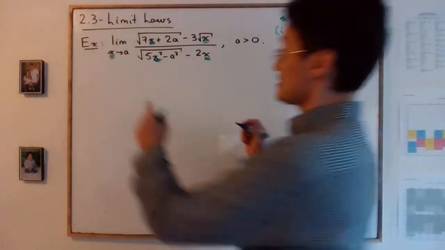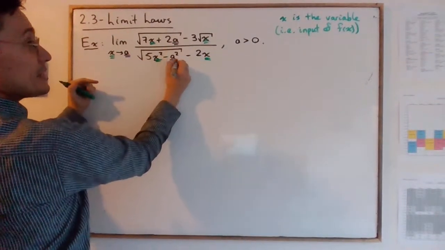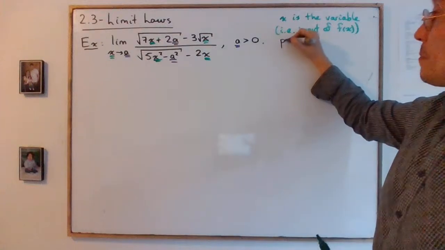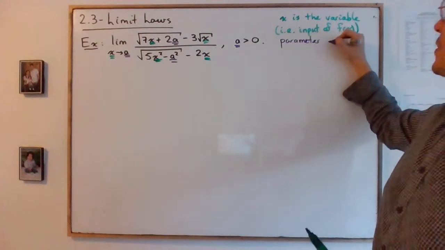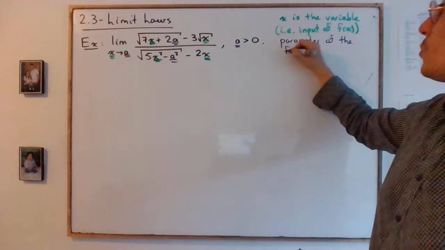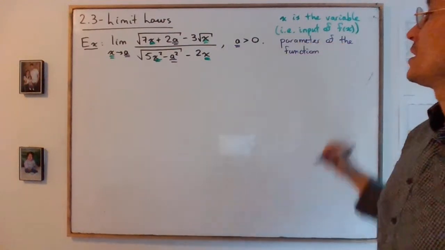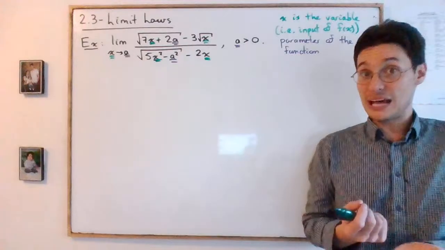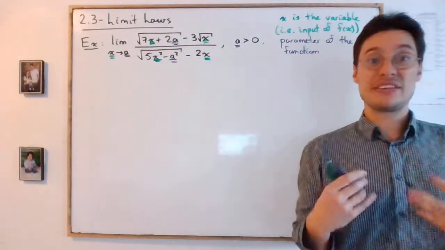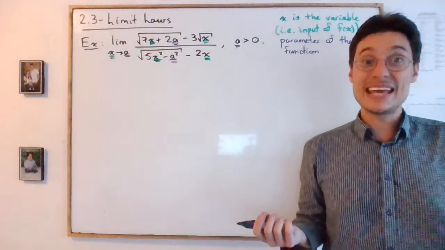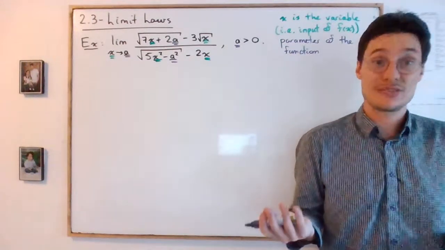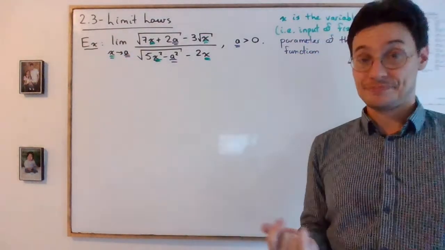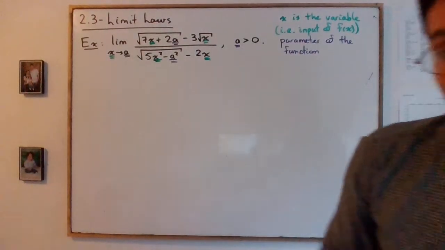Now this a that you see here, and then also here and here, turns out to be a parameter of the function that defines the function. So for example, remember when you were talking about parabolas in high school, a times (x minus h) squared plus k. This a, this h, and this k are the parameters that we're talking about here. And of course, we want to find the limit as x is approaching a. So, okay, let's begin.